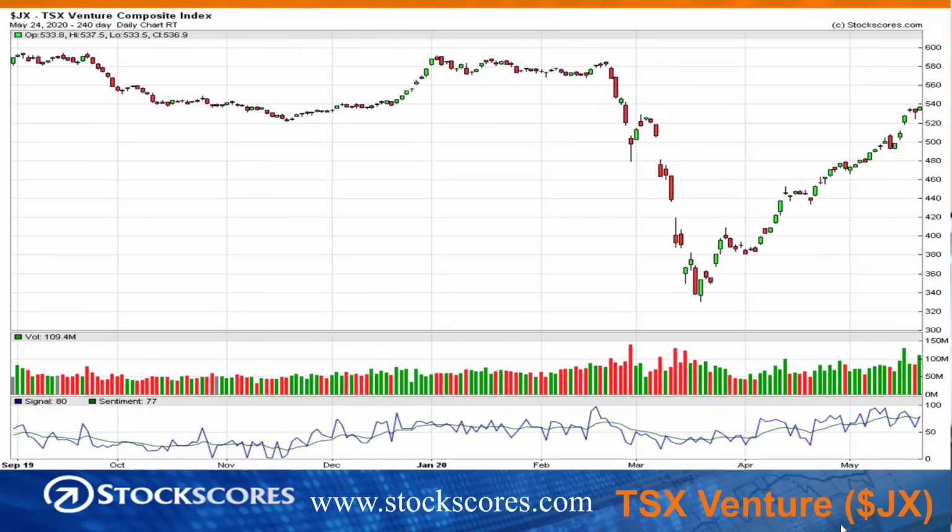On the TSX Venture, which is those small cap, micro cap Canadian companies, we've had a great recovery, largely fueled by the gold stocks. The miners have been doing well, as central banks are printing lots of money, doing all kinds of stimulus to keep their economies going, and that of course helps gold move higher, and many gold stocks are listed on the TSX Venture.